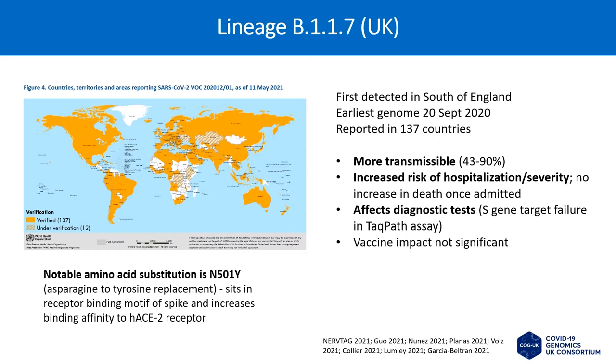Now, there's a notable mutation or amino acid substitution referred to as N501Y, which occurs in the spike protein, and represents an asparagine to tyrosine replacement. Now, this sits in the receptor binding motif of spike and increases binding affinity to the human ACE2 receptor. The percentage of increased transmissibility for this variant varies between studies, but it ranges between 43 and 90%.